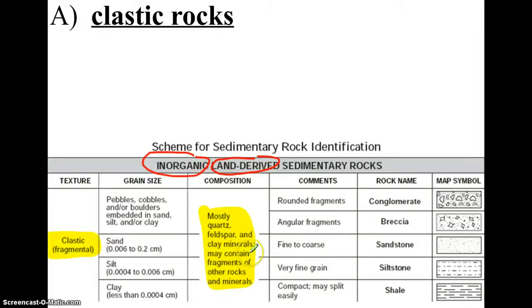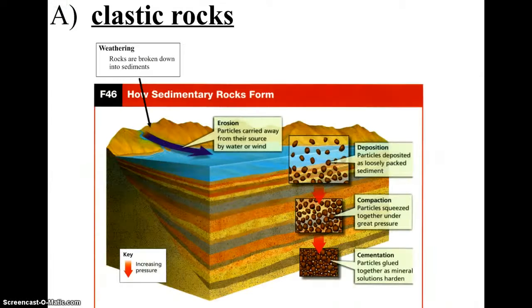These clastic rocks are all created in a 5-step process, which I like to call the Wedkeke processes. This diagram shows you the Wedkeke processes. So let's start with the W, which stands for weathering. Okay? In order to get sediments, existing rocks have to be broken down. That process is called weathering.